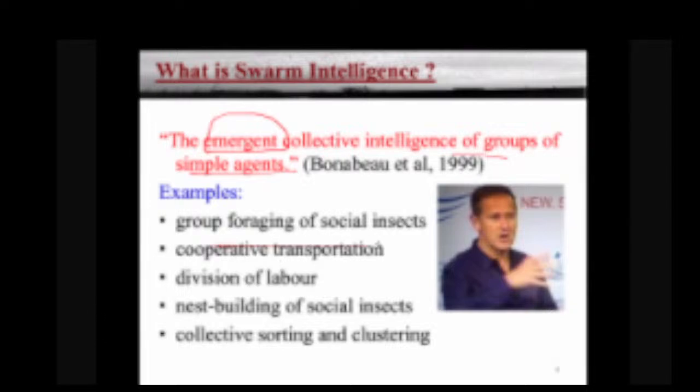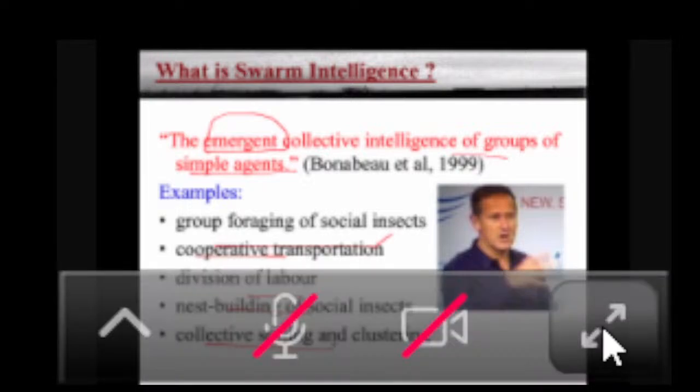Group foraging of social insects, cooperative transportation, division of labor, nest building, collective sorting and clustering are all examples of swarm intelligence in nature. You must have seen ant behavior, where ants always find the shortest path from their nest to the food source. If you put some sugar on one side of the room, and suppose there is a nest of ants, they will always find the shortest, most convenient path, right?